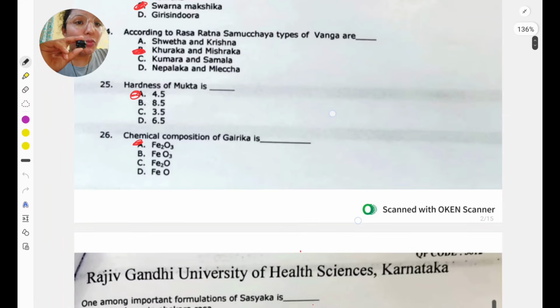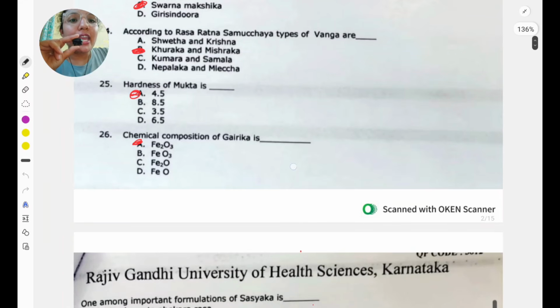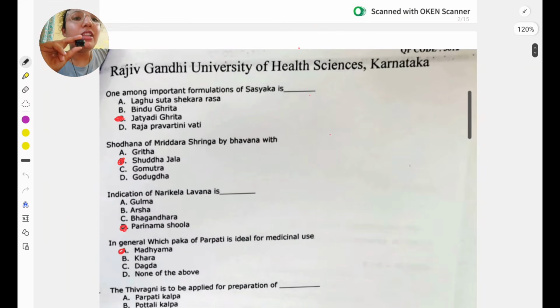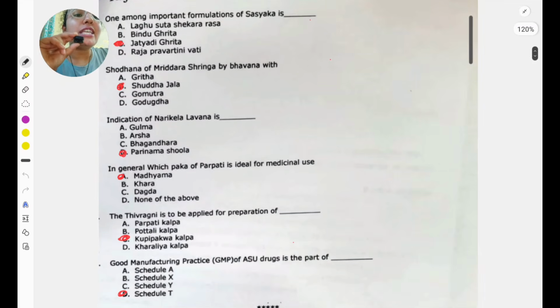Hardness of Mukta is 4.5. Chemical composition of Gairika is Fe2O3. Then one important formulation of Sashika is Jatyadi Taila, and it is an important Taila used for Vrana, etc. It will come in paper 2 also. Shodhana of Mrida Shringa is done in Shuddha Jala, because we just have to do Bhavana in Shuddha Jala and dry it in sunlight.